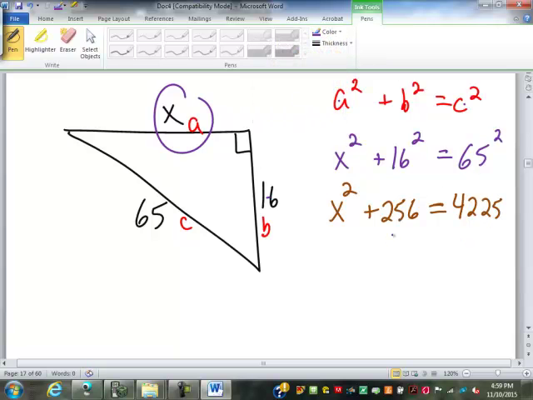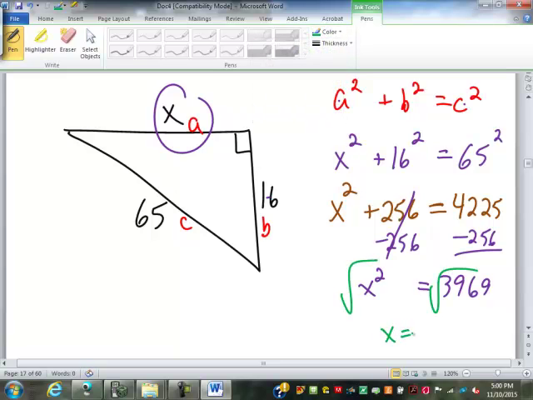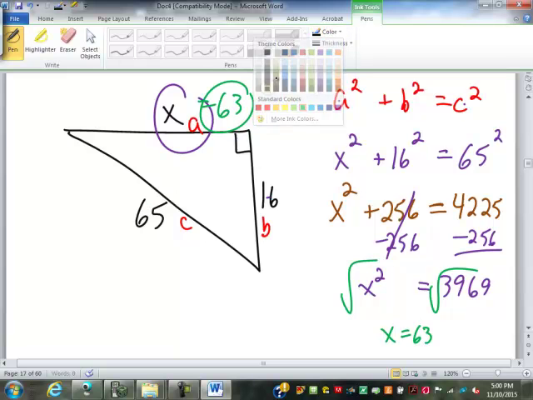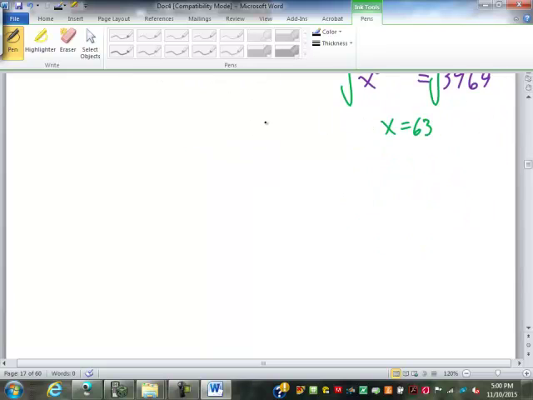And then, yeah, we're solving the equation. Subtract 256. This is 3,969. Thank you. So x squared equals that, and yes, we square root that. X equals 63. It's too close to the 65? Yep. I can show you something even more weird than that.